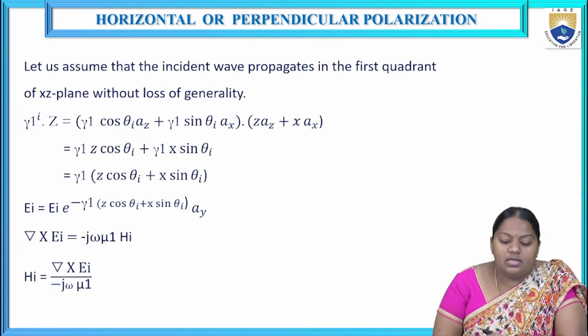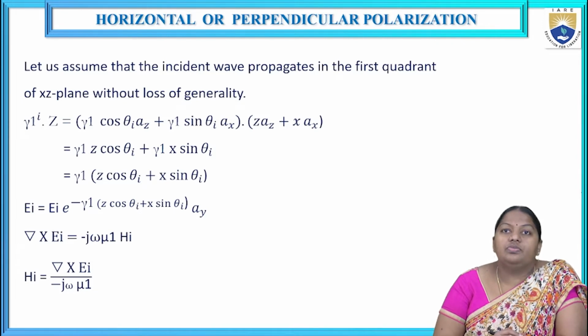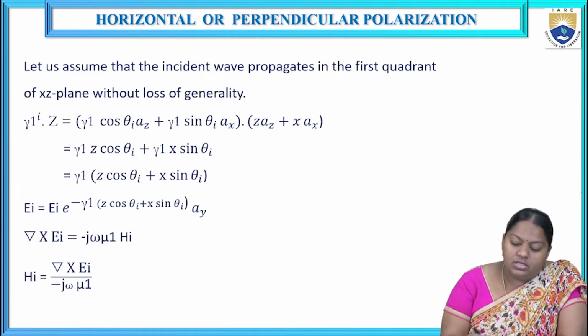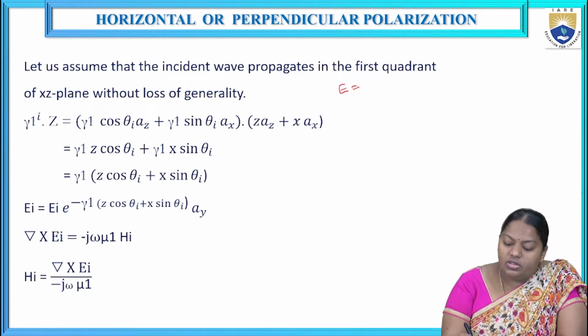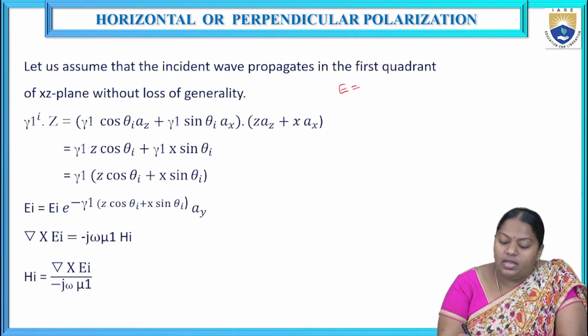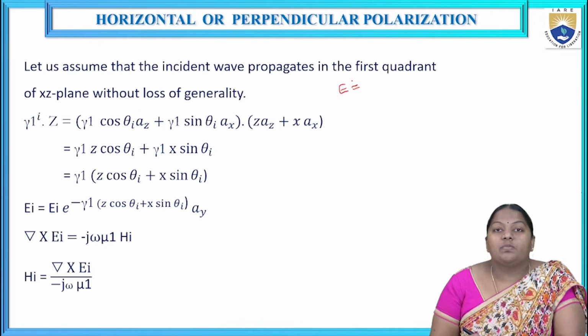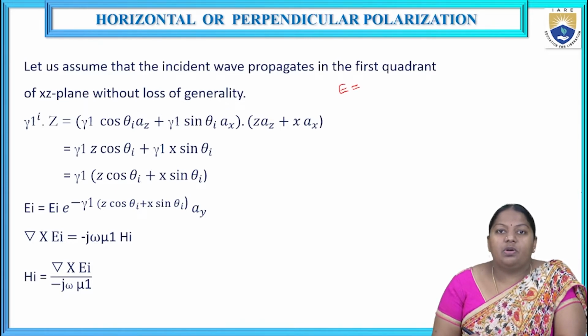Let us assume that the incident wave propagates in the first quadrant of the xz plane without loss of generality. First, if you are writing the equation for the electric field strength E, initially we are assuming an electric uniform plane wave, as in the propagation characteristics case, where we have assumed the electric field is always along the x direction and the magnetic field is along the y direction. The wave propagating opposite to that will be considered as the z direction.